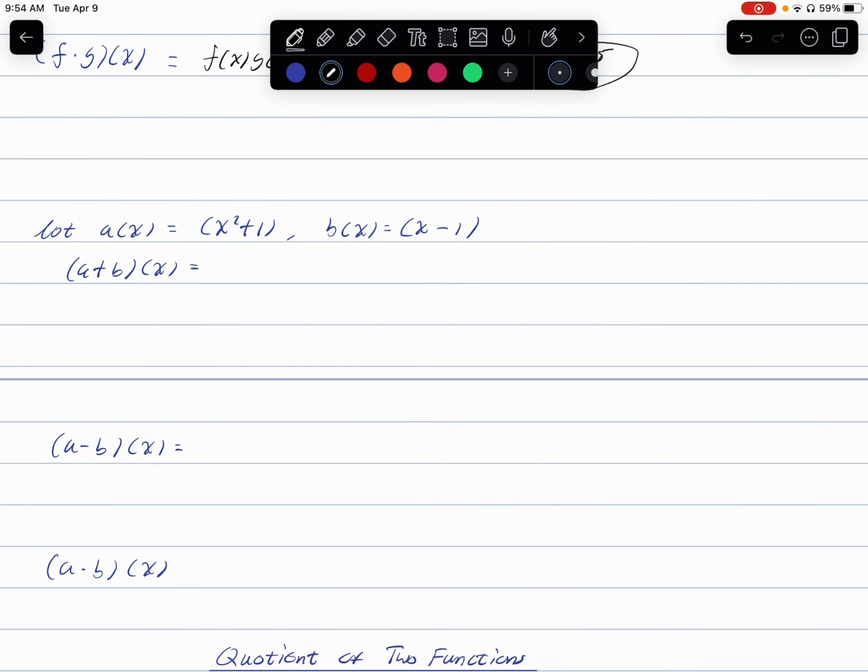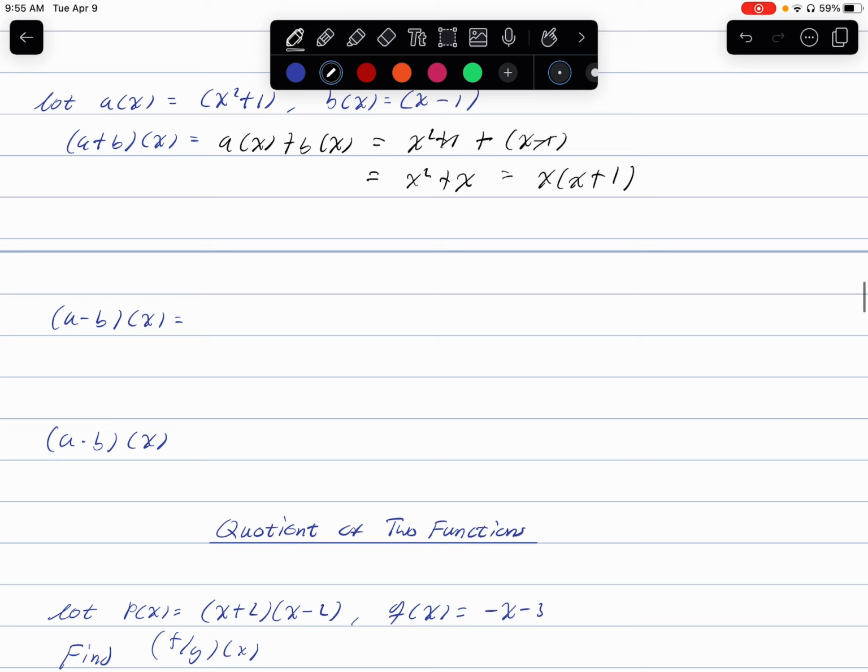Now let's let a of x equal x squared plus 1 and b of x equal x minus 1. And we want to find a plus b of x. So this is equal to a of x plus b of x. So we have x squared plus 1 plus x minus 1. So we'll have x squared, the 1 and the minus 1 will cancel, so we'll have x squared plus x, and that would be our answer. You could also rewrite this as x times x plus 1 if we factor out an x here. Both of those are acceptable answers in my opinion.